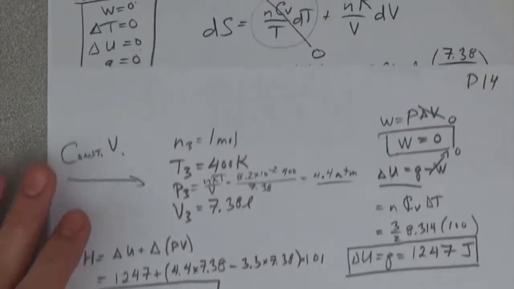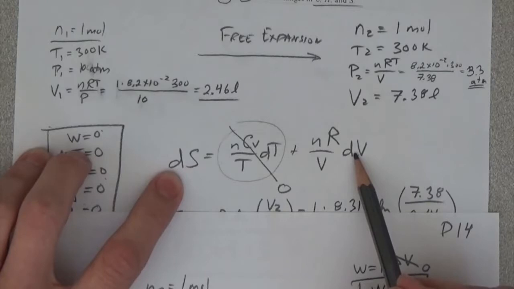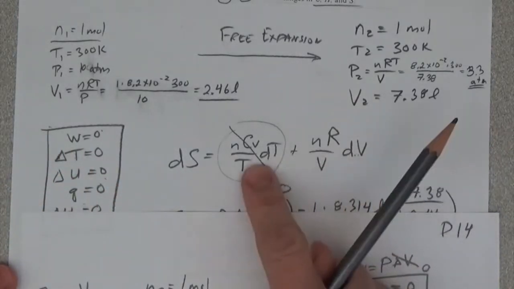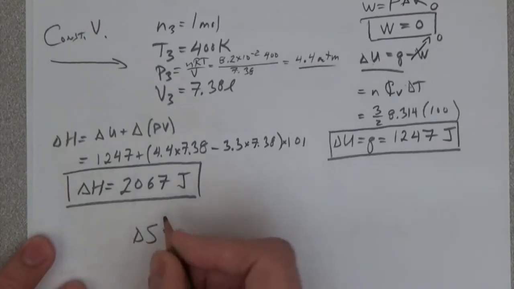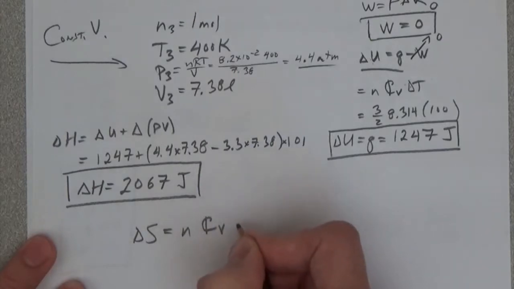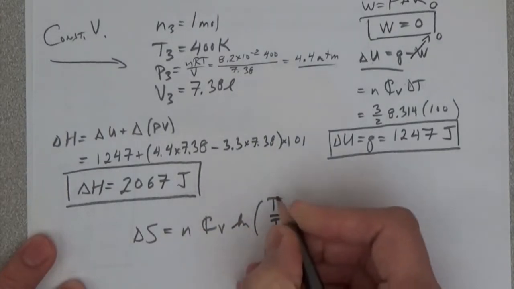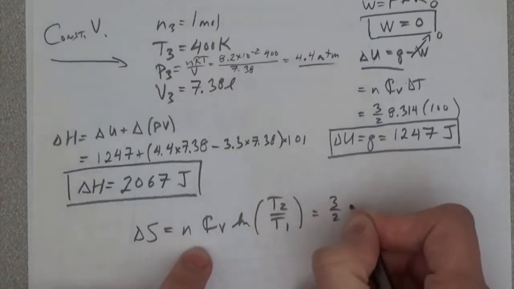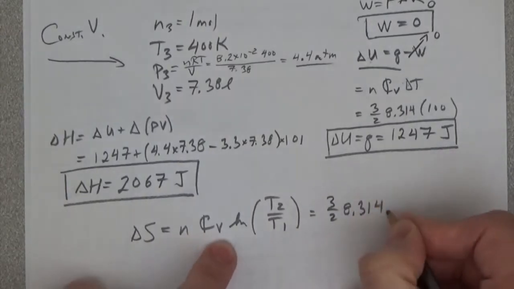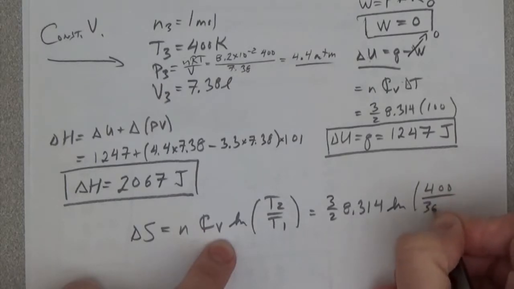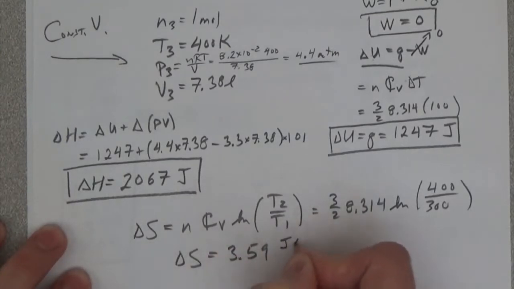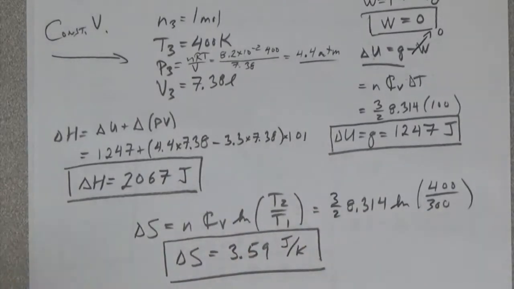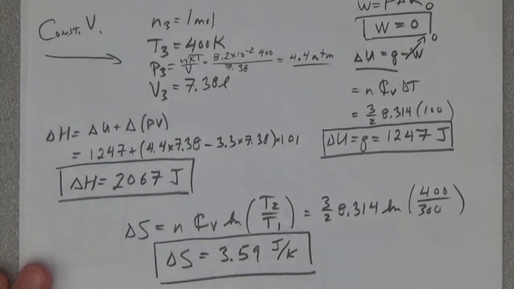And going back and using our expression for the entropy, holding V constant and recognizing that delta T changes, we can write delta S is equal to n CV natural log T2 over T1, which is equal to 3 halves times 8.314, the gas constant, times natural log of 400 divided by 300. Delta S is equal to 3.59 joule per K. Which gives us the last part of the second step.